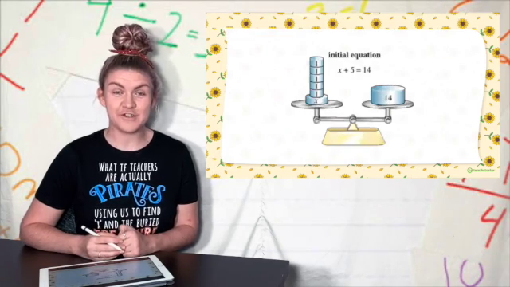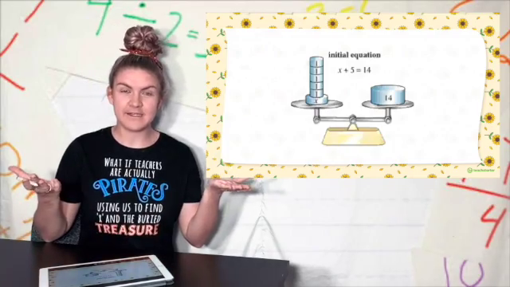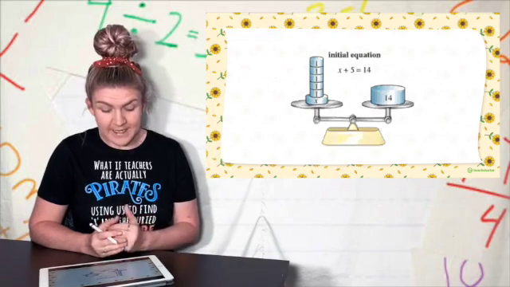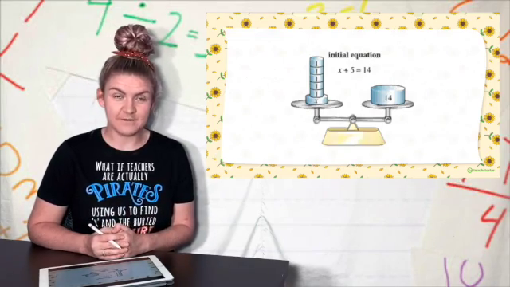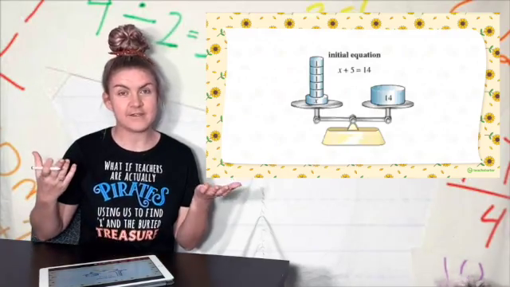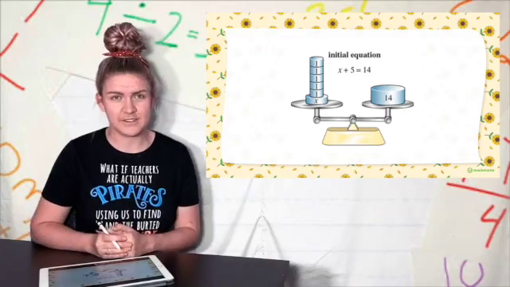Sometimes it's good to imagine equations like a scale. That equal sign means that both sides have to be equal to each other, or balanced. Here we can see x plus 5 equals 14. So on the one side we have x and 5 more, and on the other side we have 14. They are balanced, which means they are equal to each other.